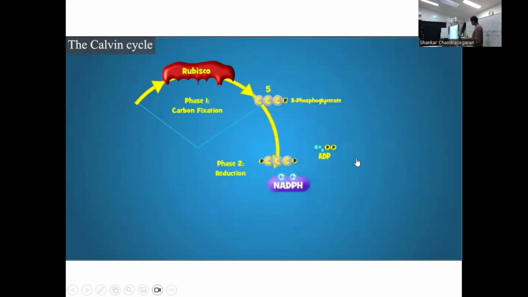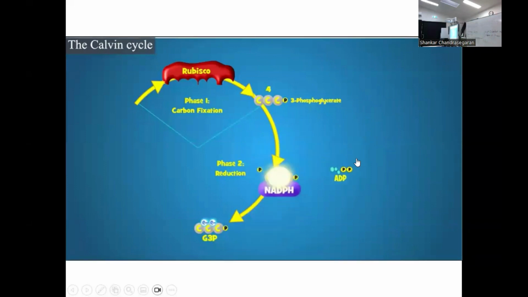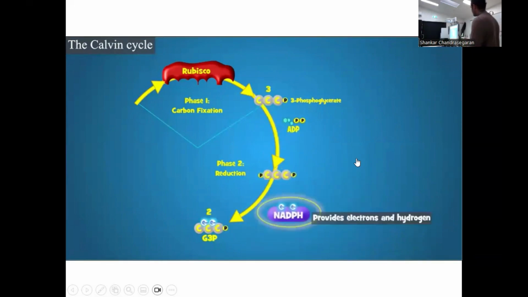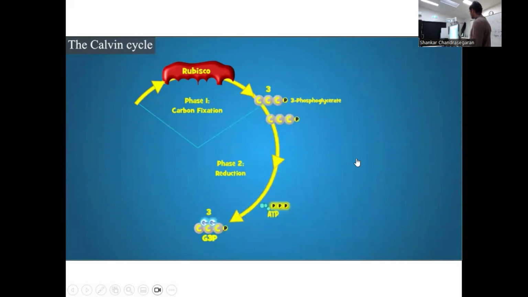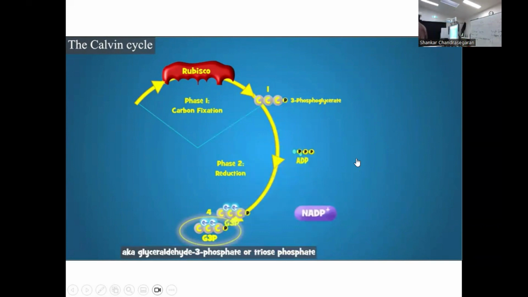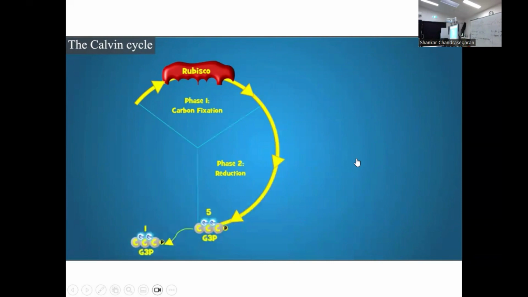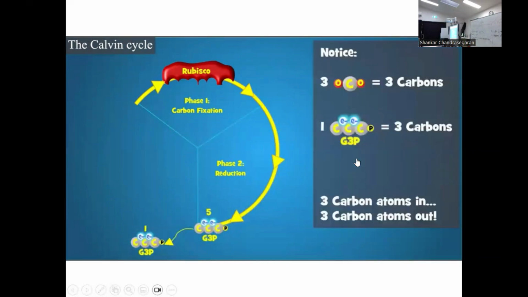Phase 2, reduction. In the reduction phase, ATP from the light reactions provides energy to make an intermediate compound. This reactive intermediate can then be reduced, or gain electrons and hydrogen. The electrons and hydrogen come from NADPH and are used to reduce the intermediate compound to make glyceraldehyde 3-phosphate, more commonly called G3P, or sometimes triose phosphate. G3P is the key product of the Calvin cycle that can be used to make sugar. Notice that for every 3 molecules of CO2 brought into the Calvin cycle, there's a net gain of 1 G3P. 3 carbons in, 3 carbons out.